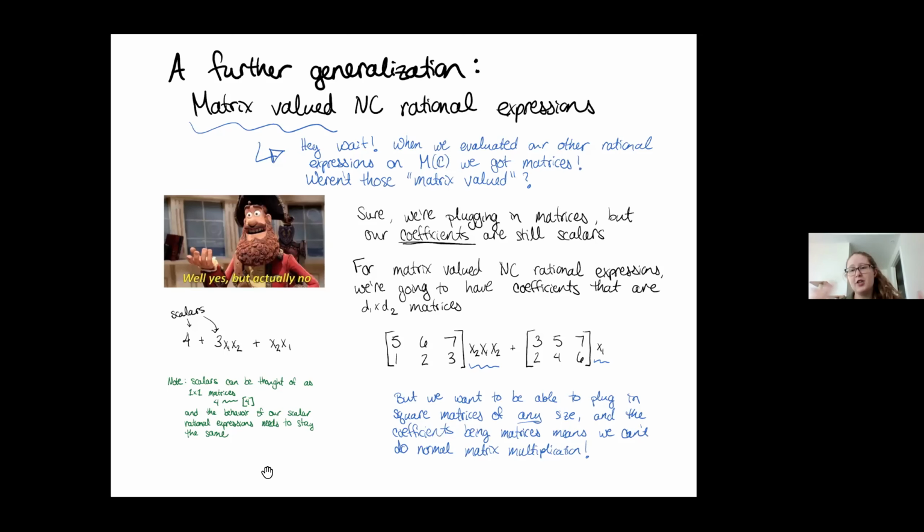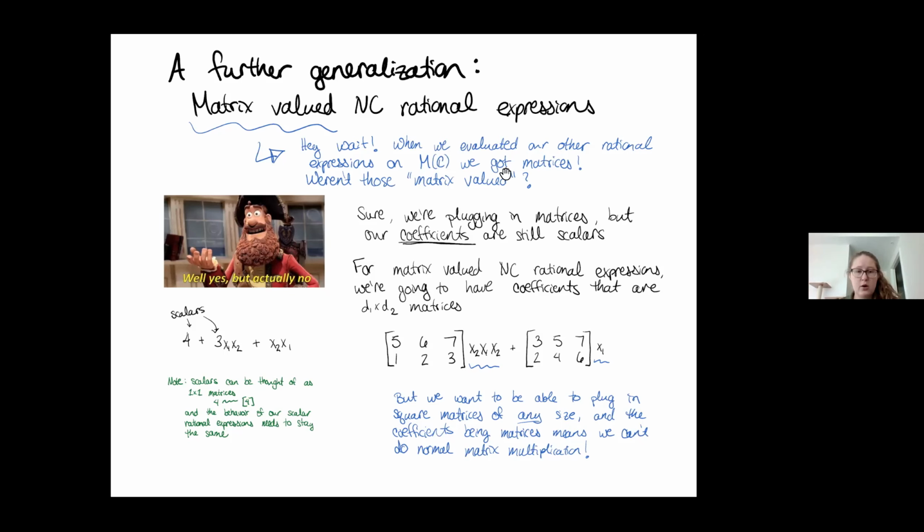So I'm actually going to generalize further still. We're going to talk about matrix valued NC rational expressions. When I say that, you're probably like, oh my gosh, no, we were just plugging matrices into these things. Is that not matrix valued? Sure, you get a matrix, but also no, because the size of the matrix you get out is going to be weird. And we want to be able to have our coefficients be matrices.